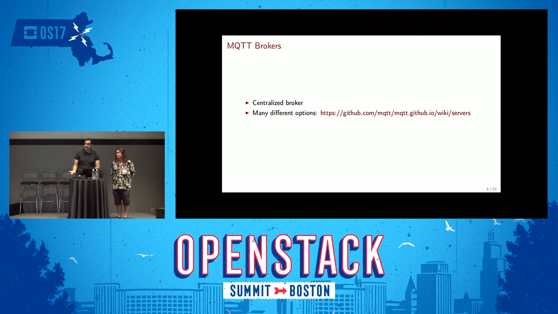And then the other aspect of MQTT is the broker. It has a centralized broker as opposed to something like ZeroMQ, and it's where all of the message passing goes through. There are a lot of different options out there, some open source, some not. I spent a lot of time looking at all of the options. A popular choice is Erlang. The trade-offs with Erlang are it gives you distributed brokers that are HA and clustered, but there's a big CPU and memory penalty for it.